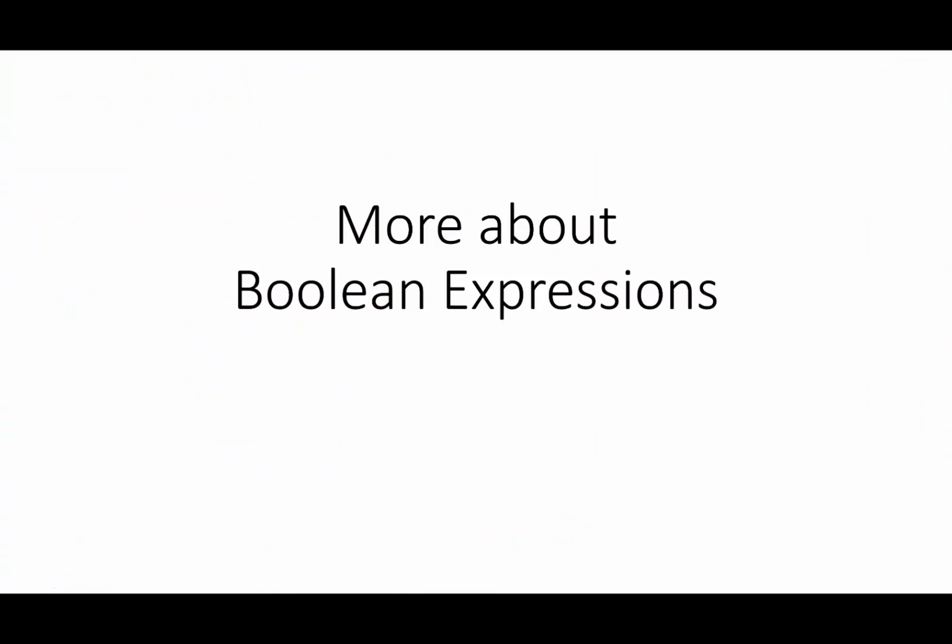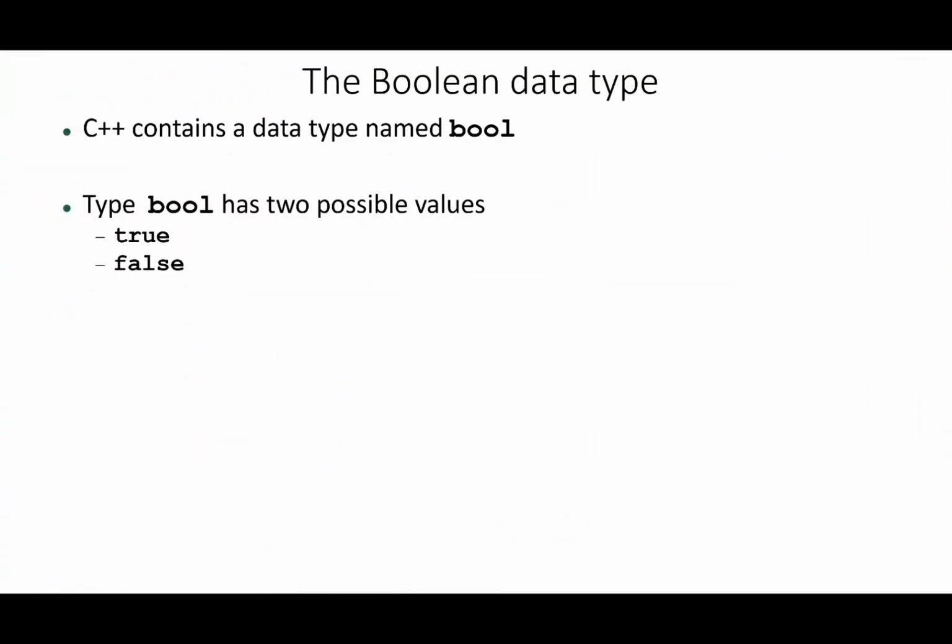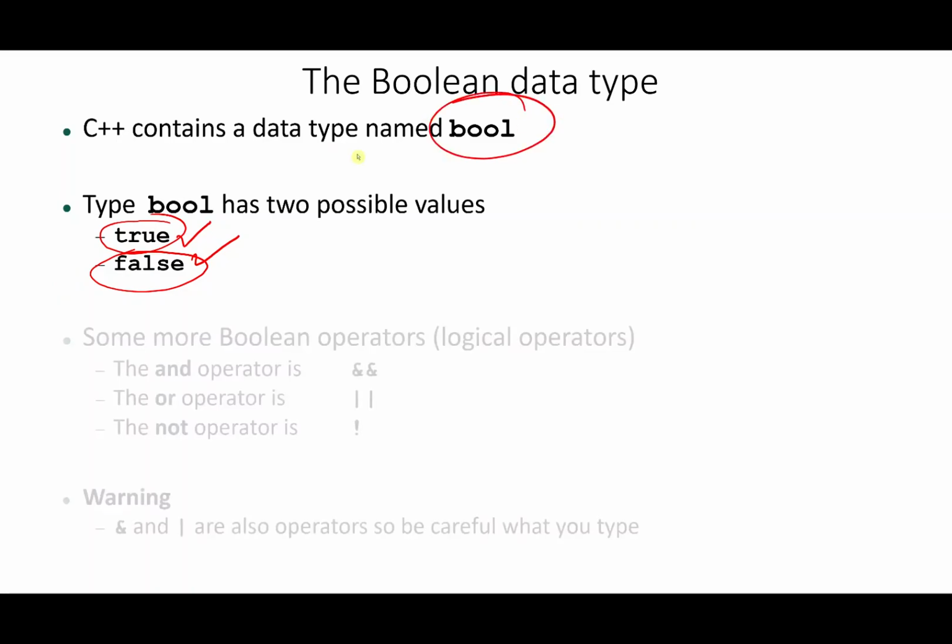Okay, so let's talk more about Boolean expressions. So you know that C++ contains the data type named bool, and bool has two possible values, true and false. You cannot have more than true or false. Now, you either have a Boolean expression evaluated to true or to false, right? So what if you have your Boolean expression value, whether it's true or false, and you want to save it? I mean, you want to store it in a variable. That variable must be of type bool.